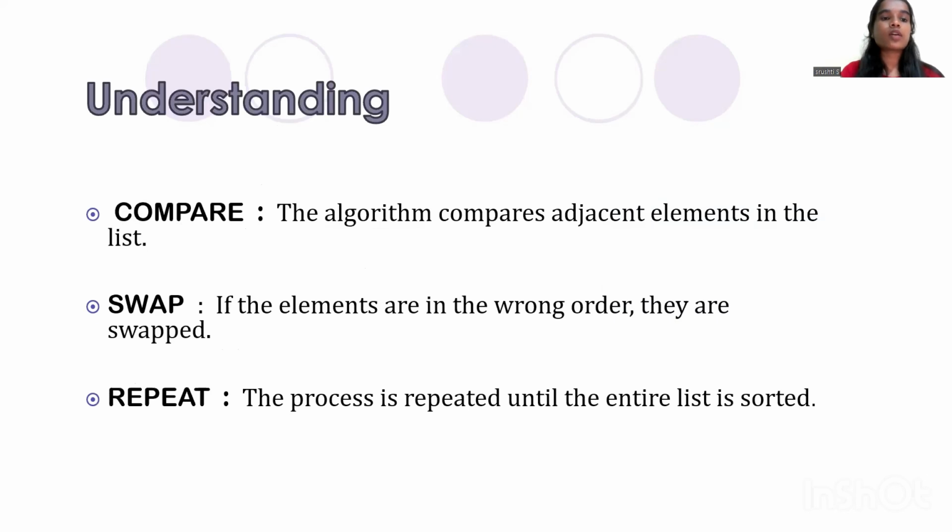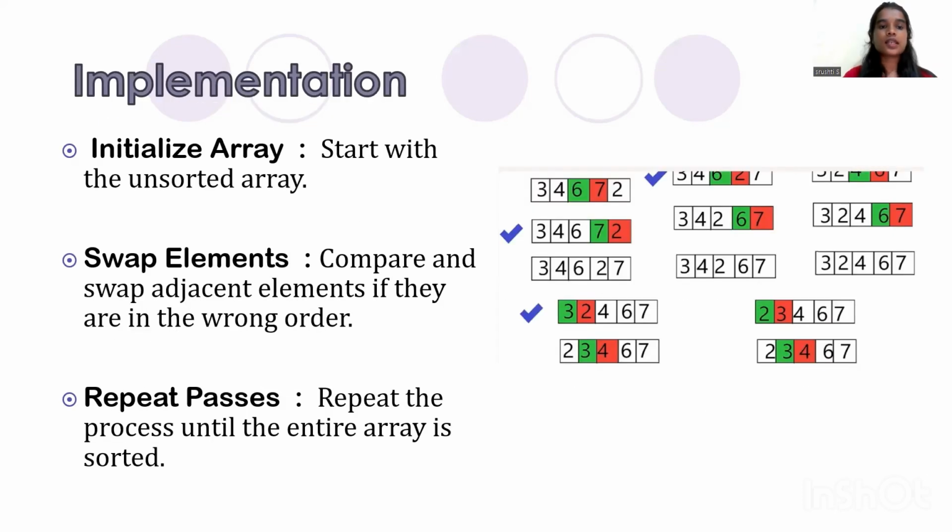Here is the understanding of bubble sorting. First we compare the adjacent elements in a list, and if the elements are in the wrong order, then they are swapped. This process is repeated until the entire list is sorted. We initialize the array, starting with the unsorted array, then swap elements, comparing adjacent elements and swapping them if they are in the wrong order. It repeats the process until the entire array is sorted.